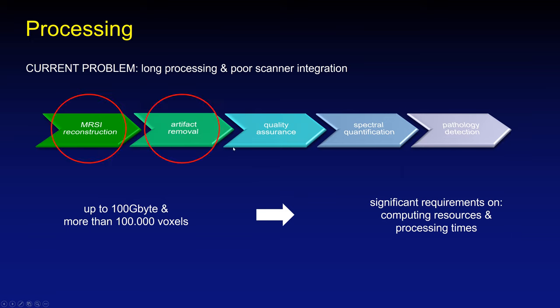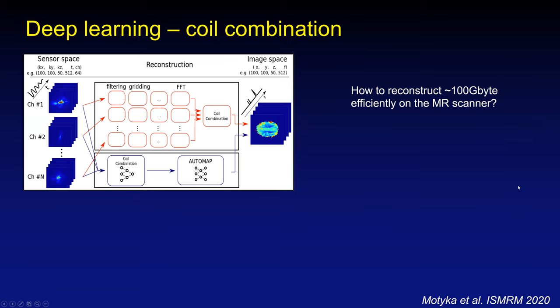And therefore, we are trying to solve these problems, or some of these, with more advanced machine learning and deep learning approaches. We're currently working on MRSI reconstruction and artifacts, and started recently with quality assurance and spectral quantification. Now, let me give you a couple of preliminary results. Here is a coil combination approach that we introduced. So usually in the native sensor space, you have pretty big data.